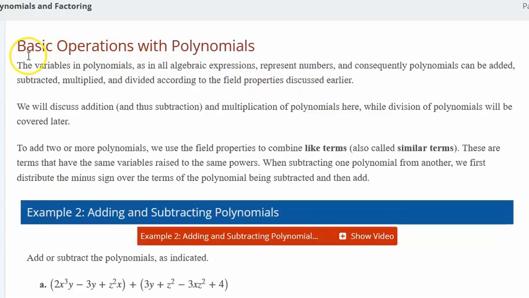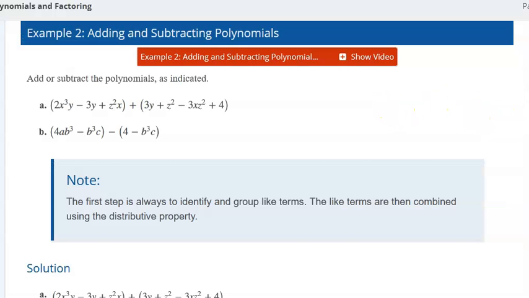Our next objective is to look at some basic operations with polynomials. And the first one we'll look at is adding and subtracting and multiplying, and then beyond that we'll go to factoring, which is the last portion of this. But I'm not going to spend a lot of time on this. The key thing here is like terms. So a little background on what are like terms.